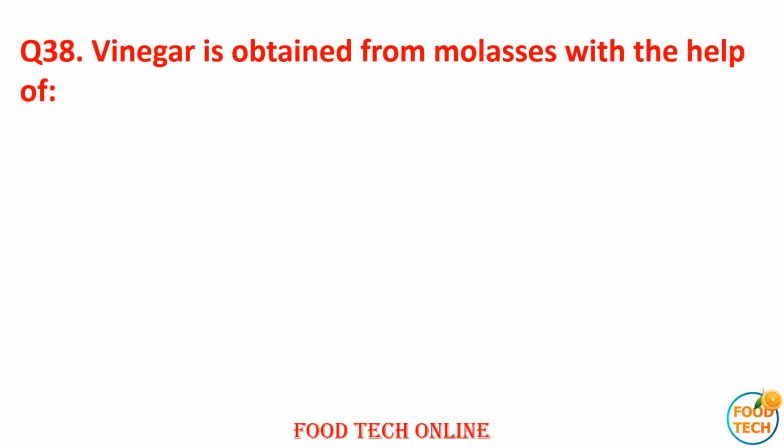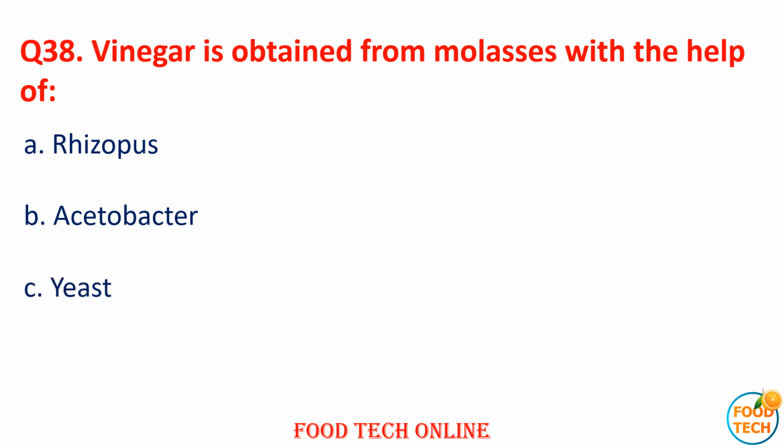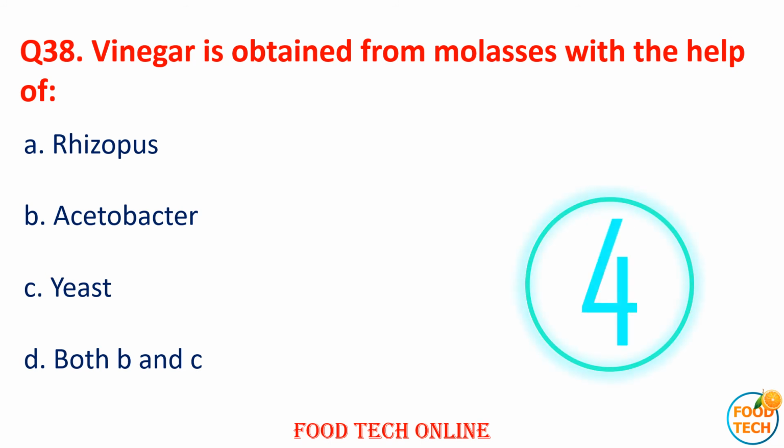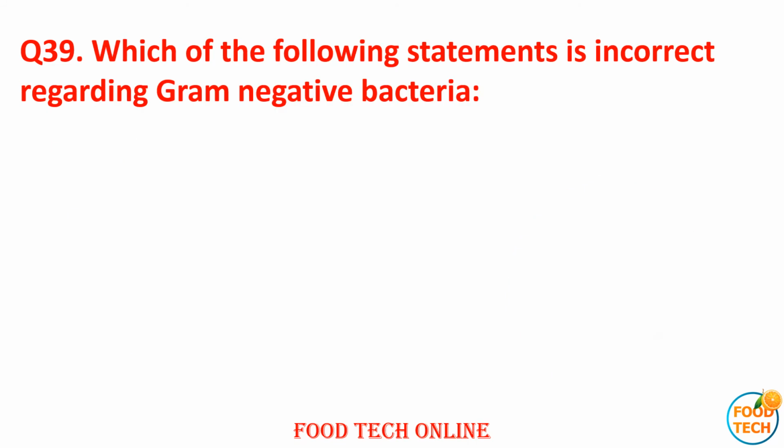Question 38. Vinegar is obtained from molasses with the help of A. Rhizopus, B. Acidobacter, C. Yeast, D. Both B and C. Answer C. Yeast.